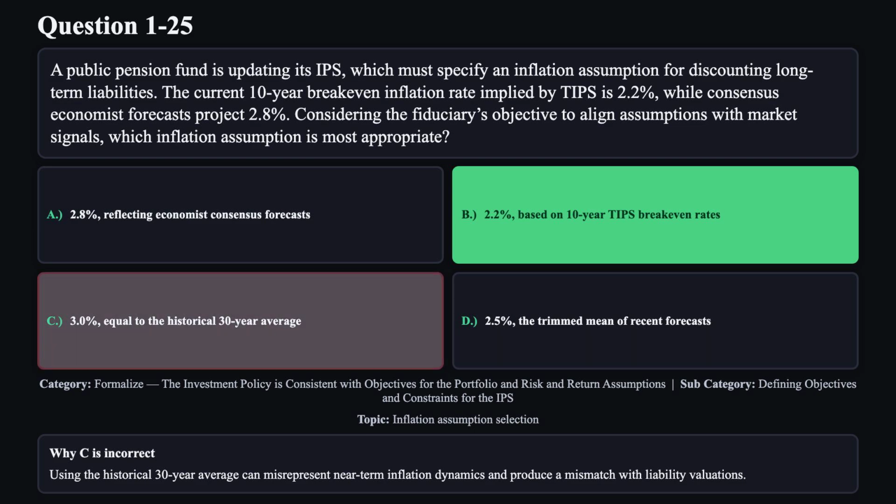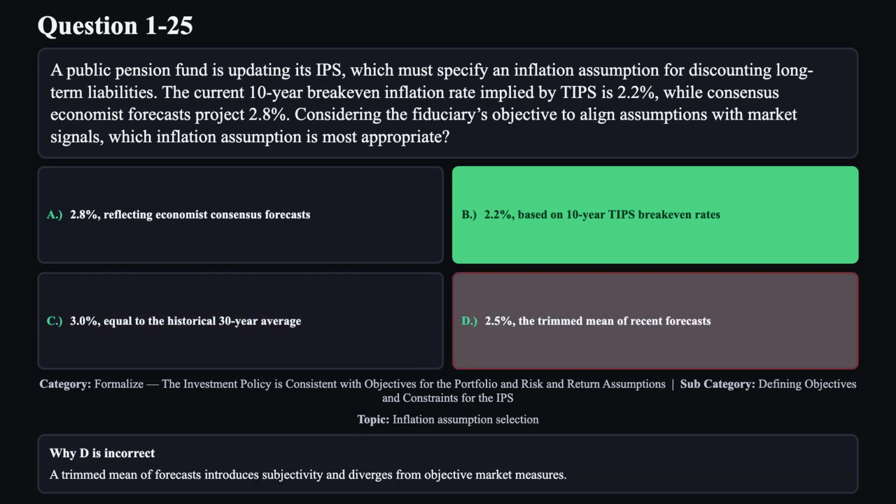Reason C is not correct. Using the historical 30-year average can misrepresent near-term inflation dynamics and produce a mismatch with liability valuations. Reason D is not correct. A trimmed mean of forecasts introduces subjectivity and diverges from objective market measures.